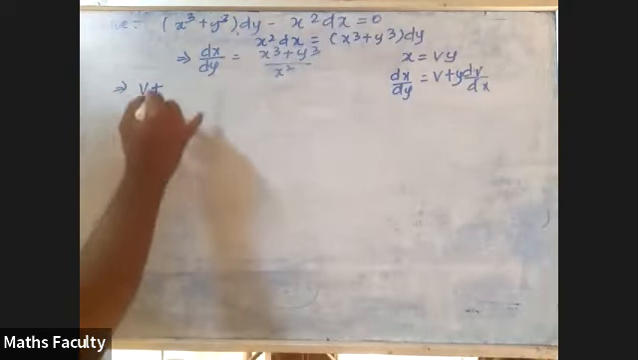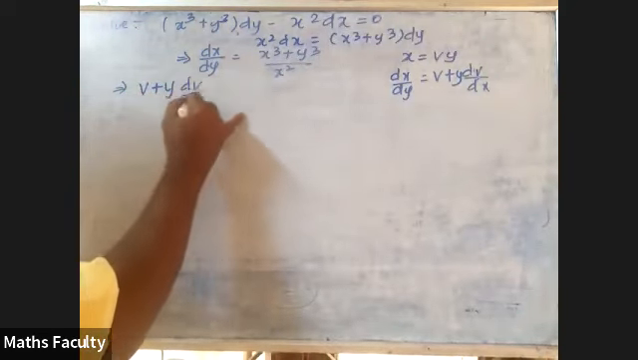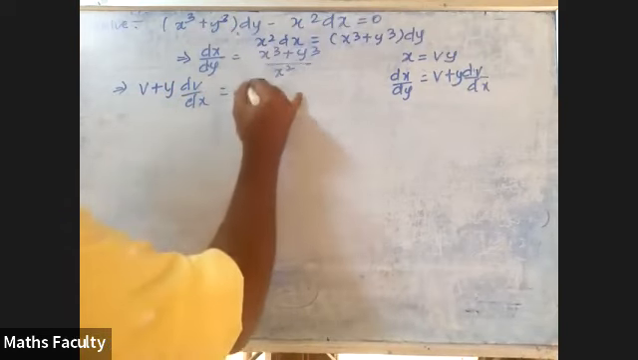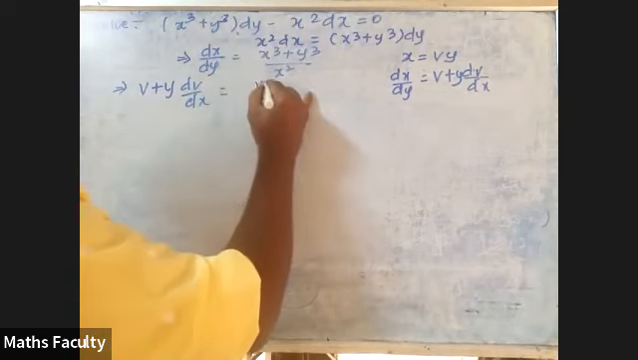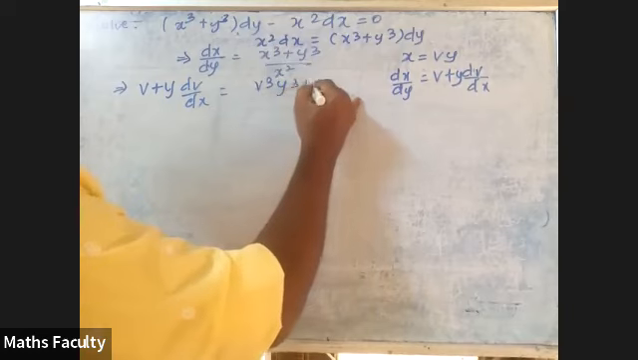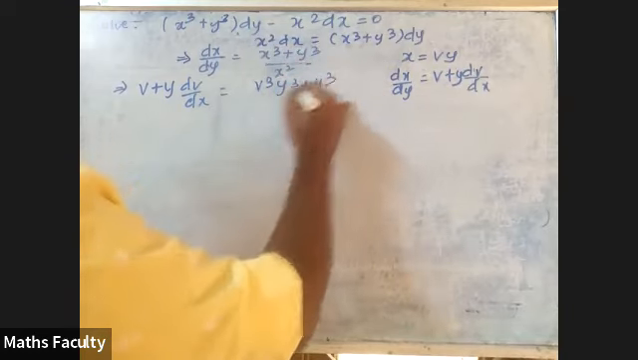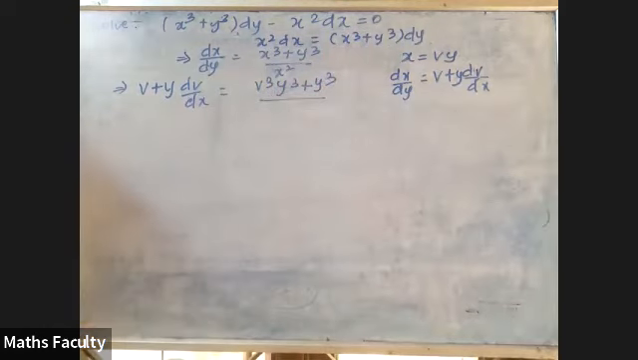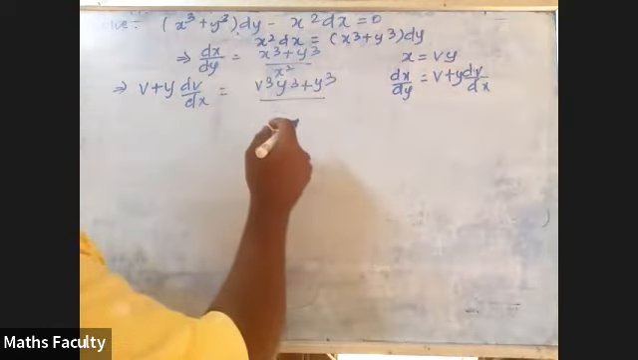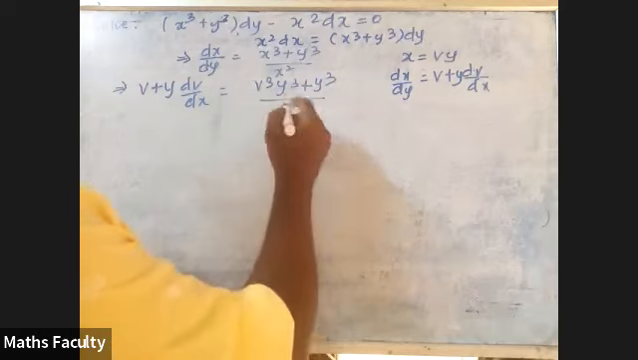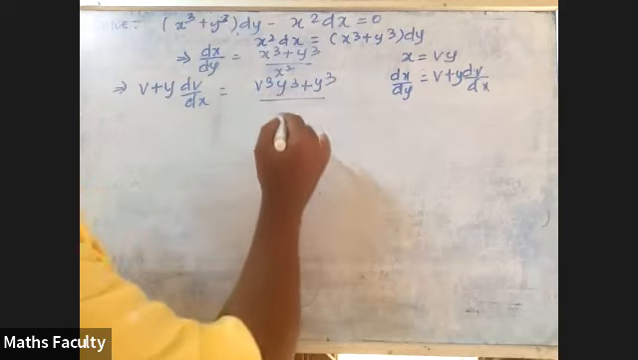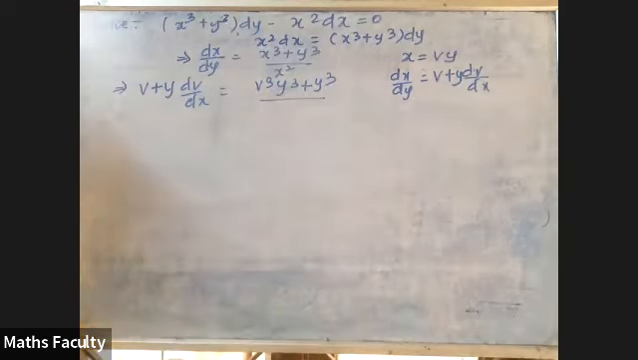You can write this as v plus y dv by dy is equals to x cube. Sorry, instead of x, what can we do? I can write v cube y cube, y as it is. Now instead of x square, I can write this as x cube. Okay, sir.